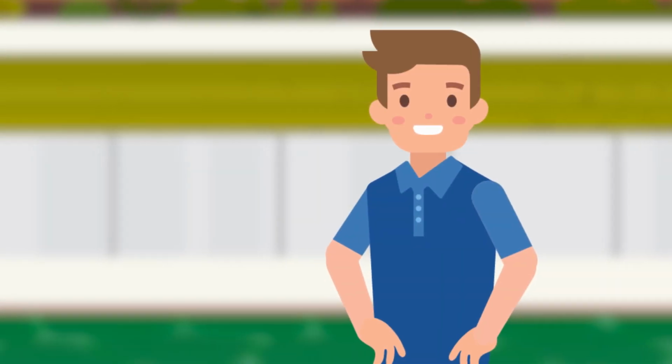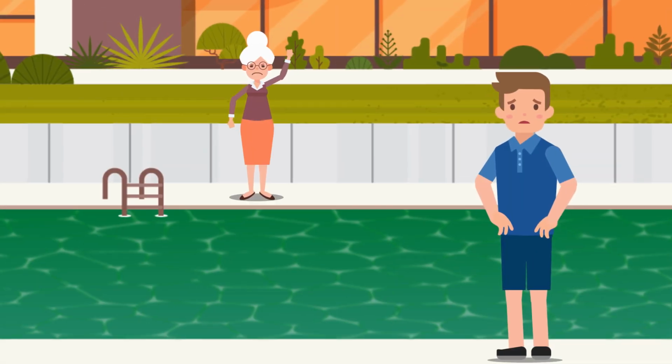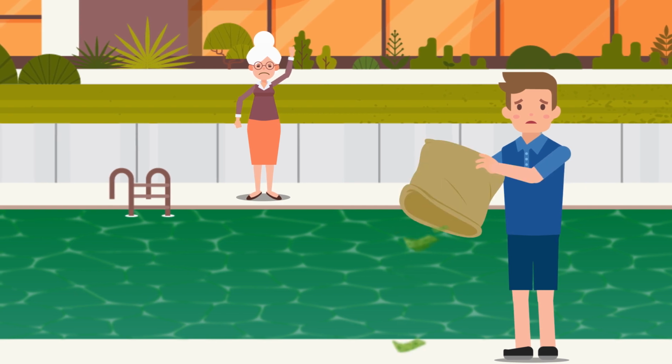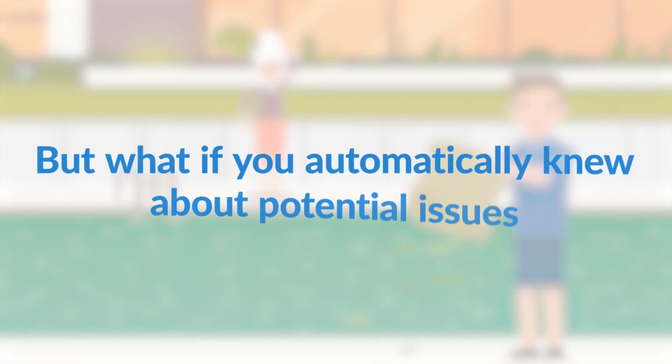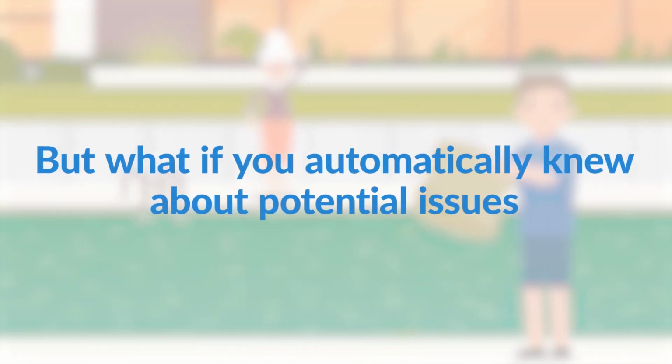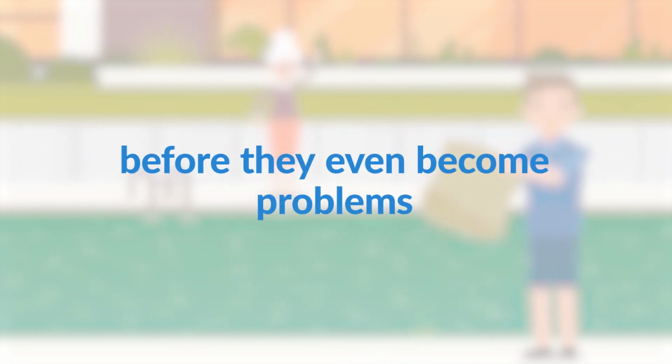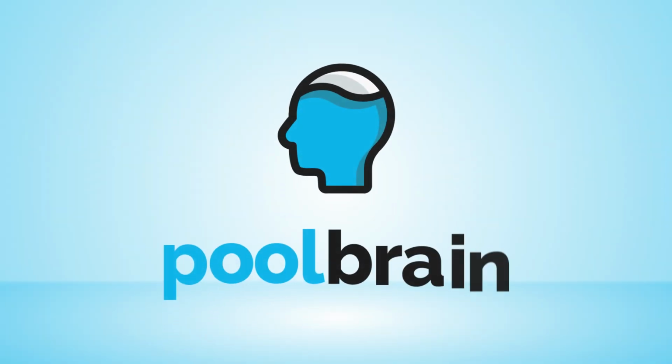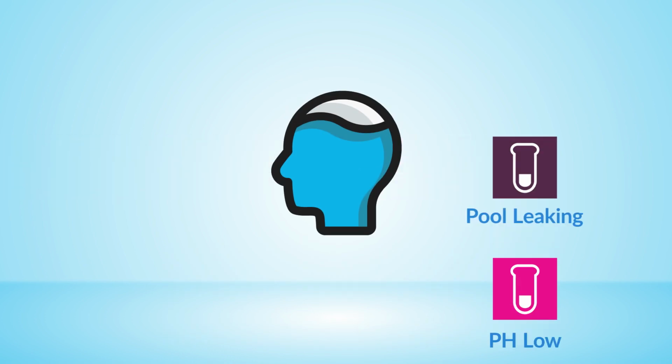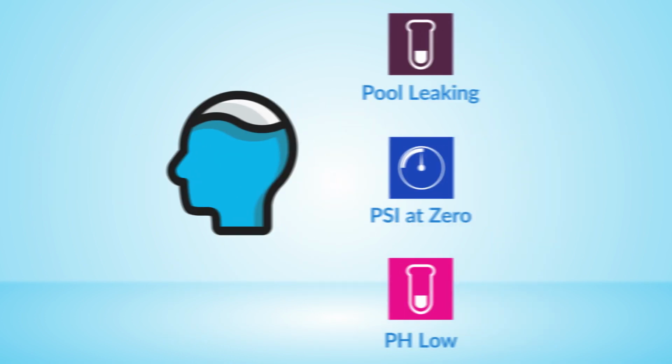You run a pool cleaning company. You handle customer complaints and clean up messes. But what if you automatically knew about potential issues before they even become problems? PoolBrain does that. Web software analyzes all job data, identifies concerning trends, and alerts you to things you need to see.